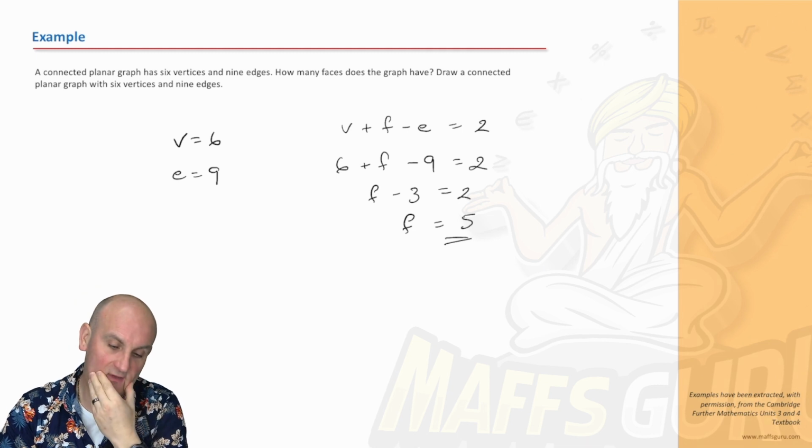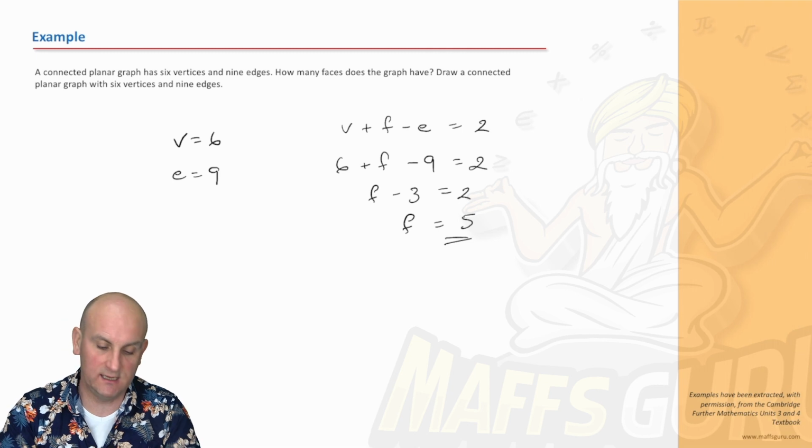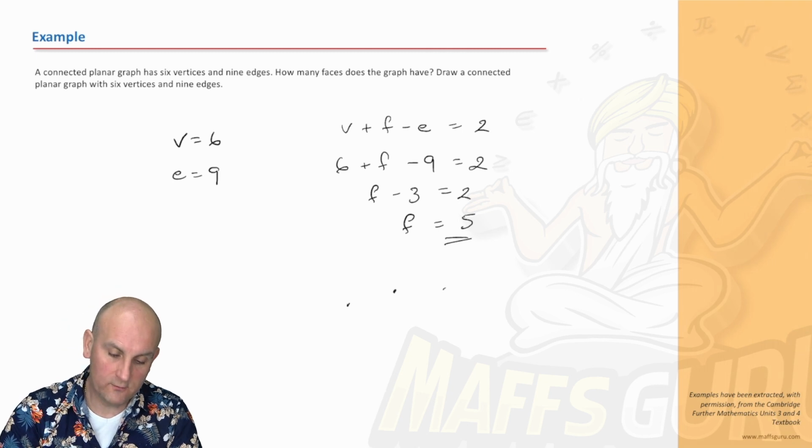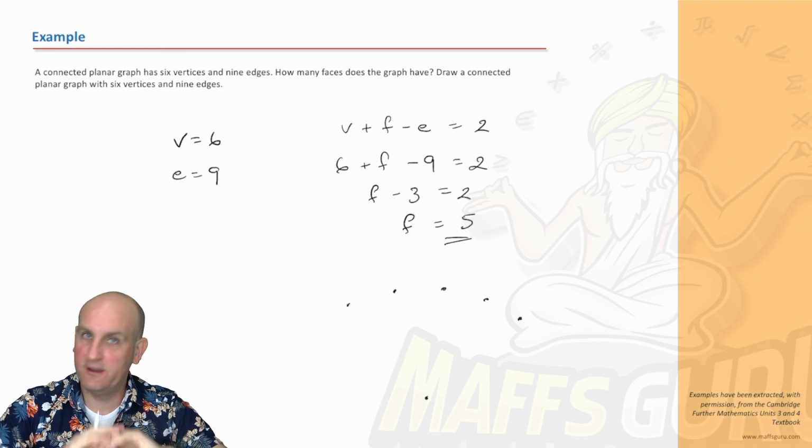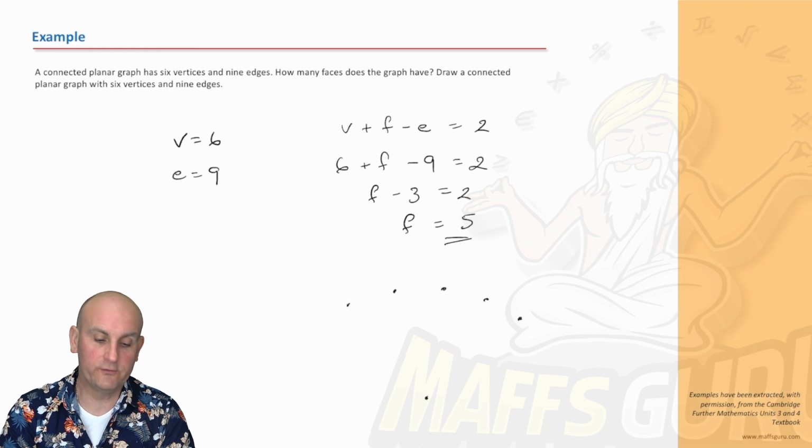All right, so let me see. Oh, it says draw a connected planar diagram with 6 vertices and 9 edges. Okie dokie. 1, 2, 3, 4, 5, and 6. And you're going to say, why did you draw it that way? Basically, I know the answer. Again, there is not one diagram here. There can be lots and lots of different diagrams.